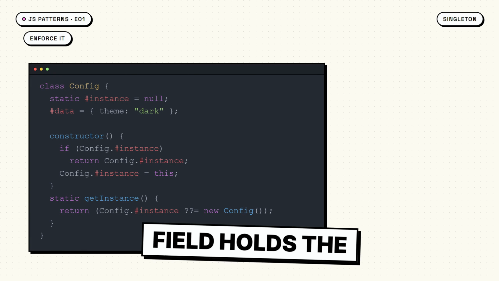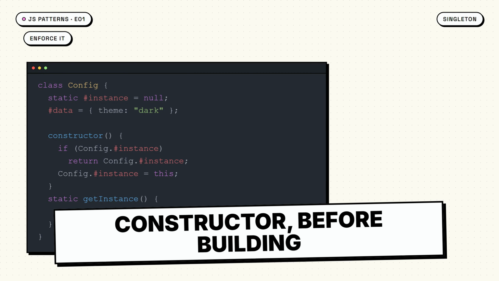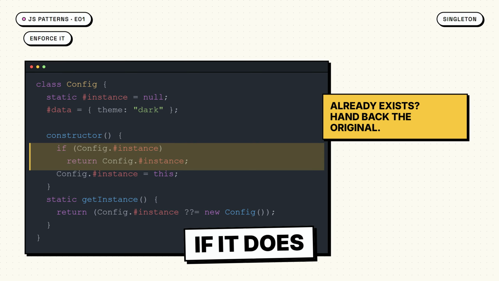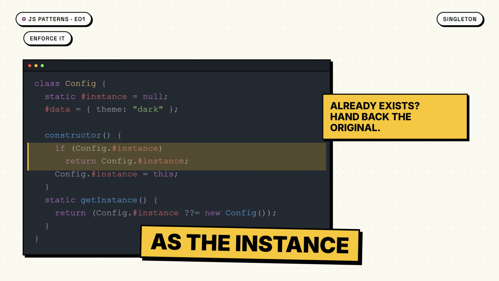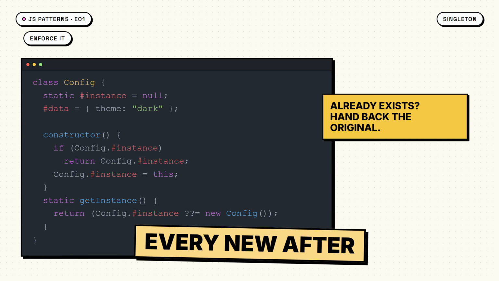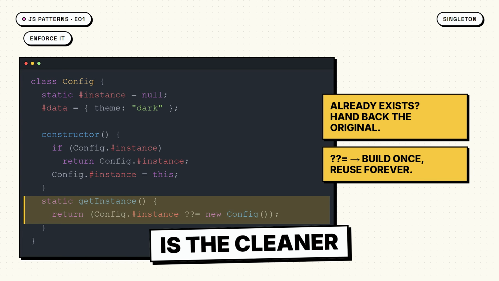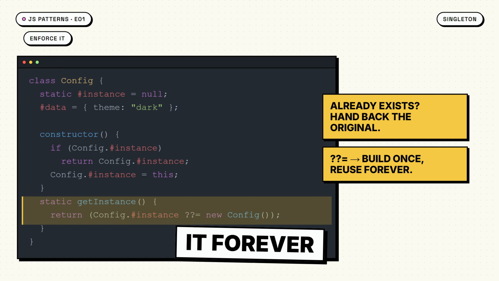A private static field holds the single instance. Then, inside the constructor, before building anything, you check: does an instance already exist? If it does, you return that existing one. If not, you save this as the instance. That single if statement is the entire pattern. Every new after the first just hands back the original. And getInstance is the cleaner version. That nullish assign means create it once, then reuse it forever.